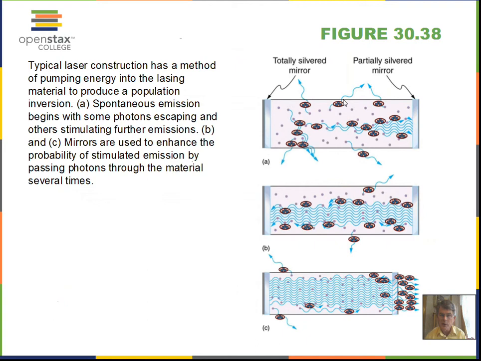We hit the mirror, we bounce back through, and we encourage more neon atoms to emit light, and this light bounces back and forth. Now, the mirrors are not perfect. One of the mirrors has about a 1% transmit rating. So the beam is bouncing back and forth, and about 1% of the light escapes at each bounce. And there's our laser beam coming out.